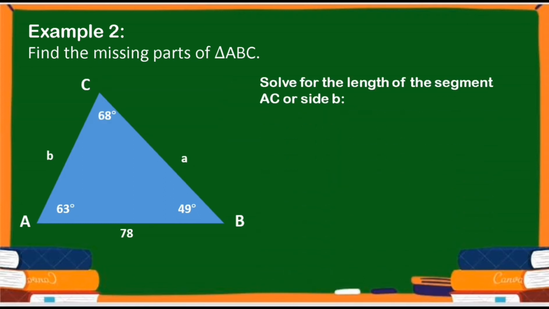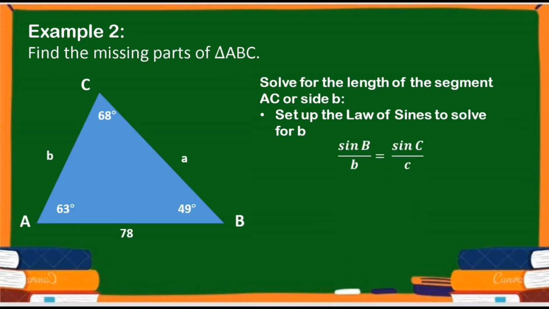Now, let us solve for the length of segment AC or side B. First, set up the law of sines to solve for B. We're going to find the formula to solve for B. So the formula is sine angle B over B is equal to sine angle C over C. Substitute the given values. So we have sine 49 degrees over b is equal to sine 68 degrees over 78.